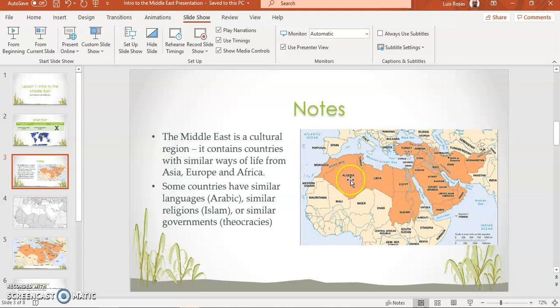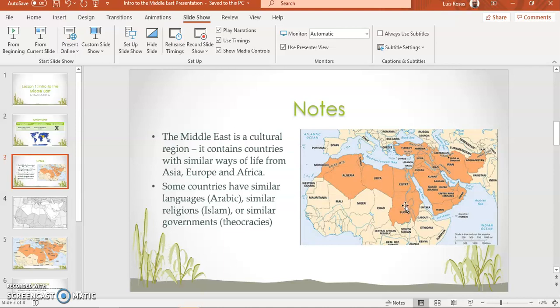And as we discussed in the last unit, there's also a lot of countries that have dictatorships or unlimited government. So that's why we call this a cultural region, because they have a lot of the same culture throughout. They've got some similar aspects of culture. And as you remember, culture is the way we live everyday life.